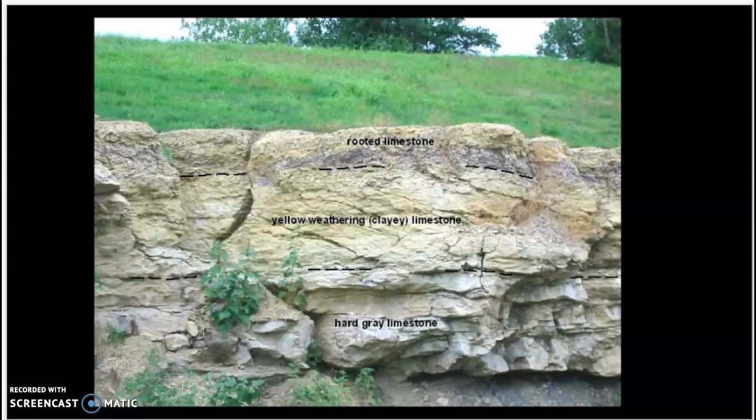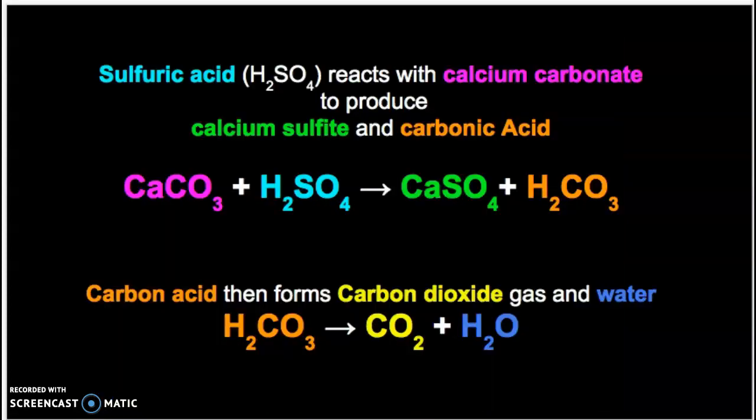The acid reacts with calcium carbonate to produce neutral compounds and carbon dioxide. This is an example of that. Sulfuric acid reacts with calcium carbonate to produce calcium sulfate and carbonic acid. The carbonic acid then forms carbon dioxide gas and water.